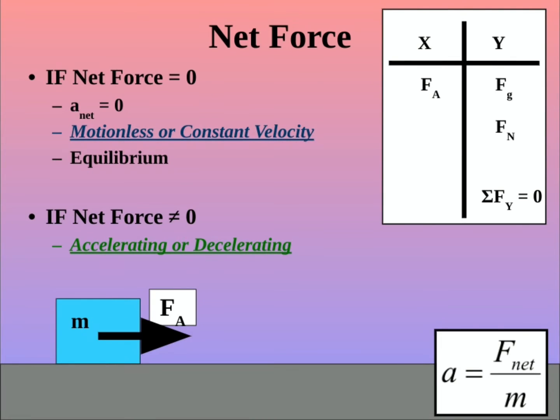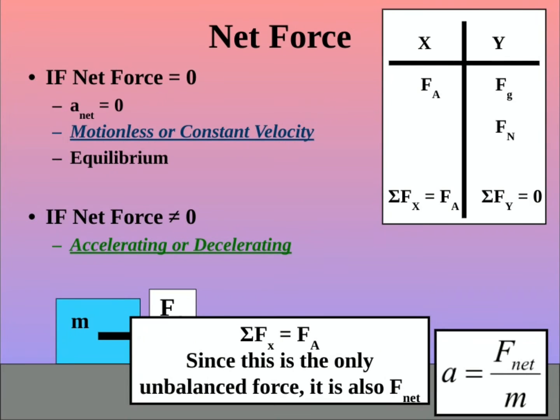Now, if we take a look at the x direction and said we had some sort of force being applied to the right, then we have this applied force. And if the ground is frictionless, then the only force in the x direction, when we add them all up, is just going to be the applied force. So since this is the only unbalanced force, it is also F net. So using our formula a equals F net over m, we can find what our acceleration would be if we knew how strong the force was and what the mass was equal to.